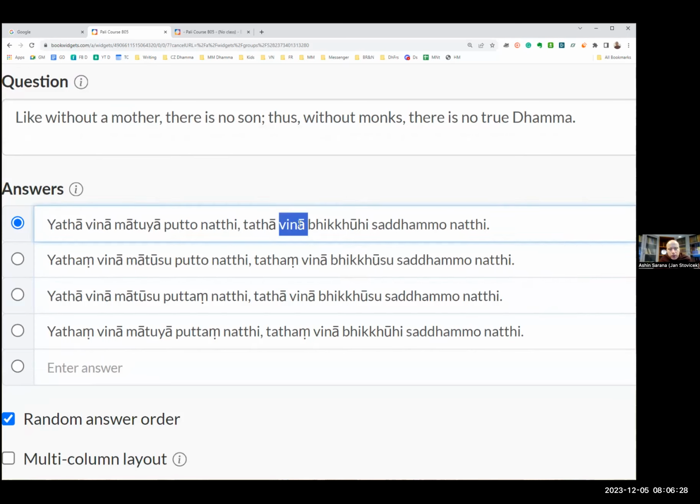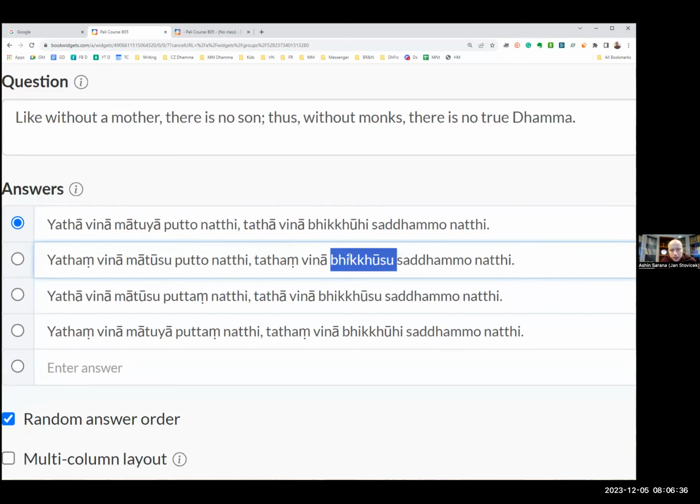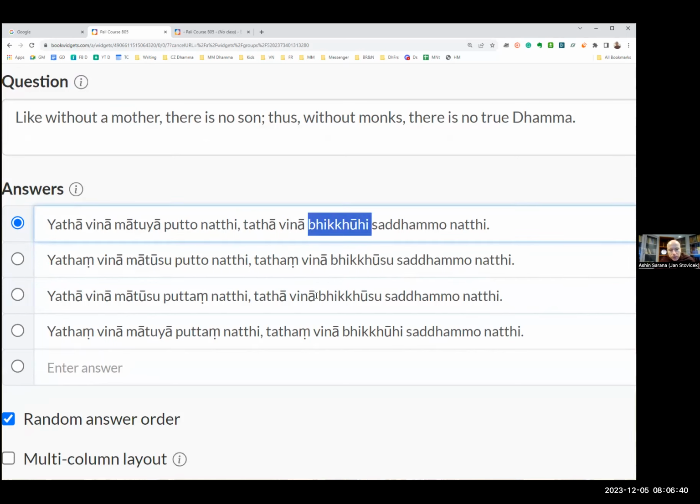So according to the book, it seems that vina is connected to the ablative, not to the locative. So with vina, you need to use bhikkhuhi. Saddhammo, nati, the rest is fine.